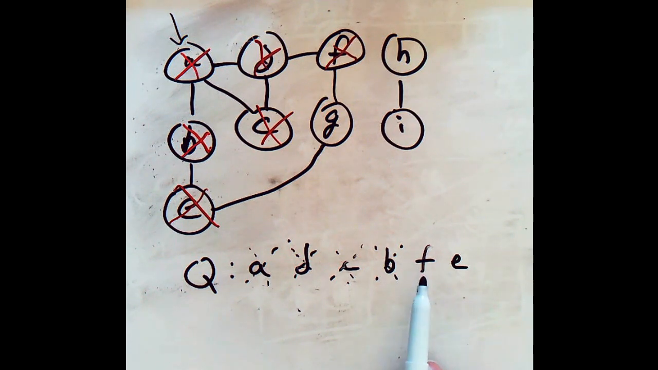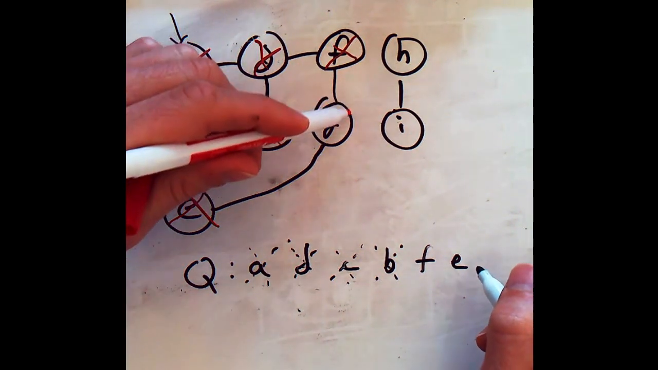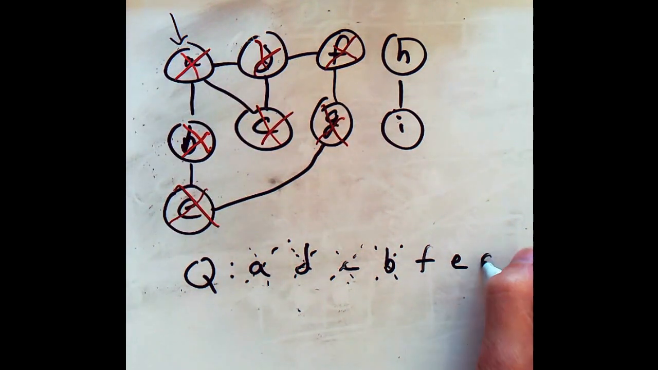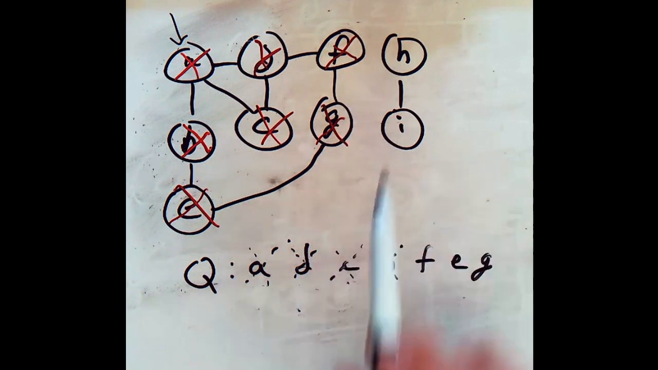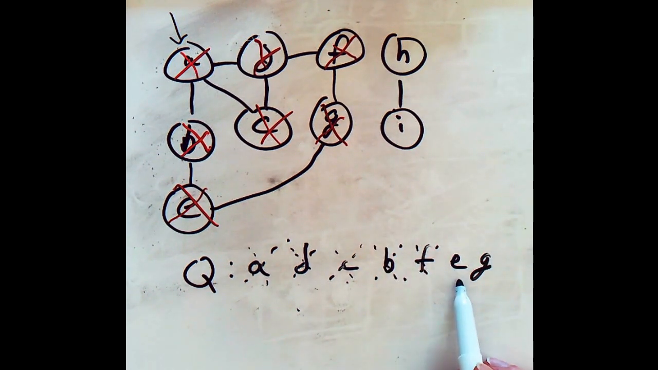Next we visit F. Same process. D has already been discovered. G has not been discovered, so mark it as discovered, and add it to our queue. Okay, and then we continue the process. F gets removed from our queue. E, everything around it we've already discovered, gets removed from our queue. G, also everything's already been discovered and is removed from our queue.